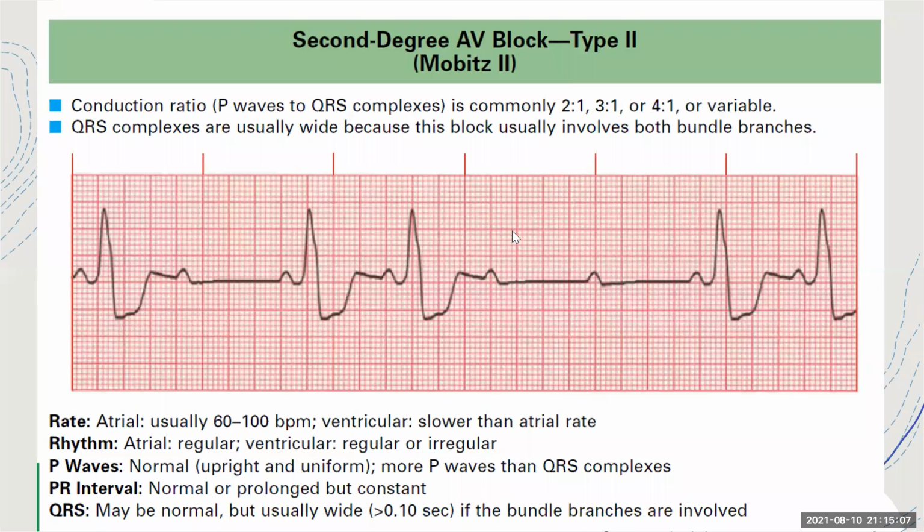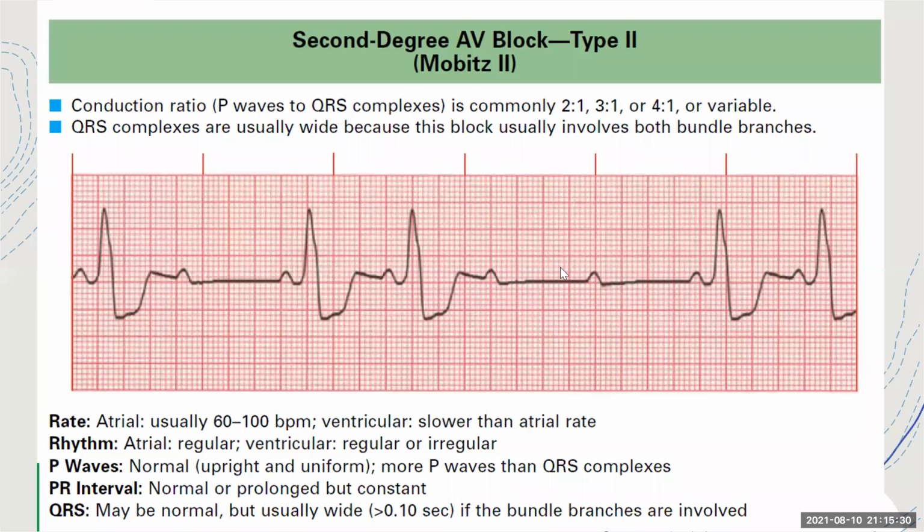Then the PR interval may be normal or prolonged, but not constant. Here, if you could see, there are only two small boxes, which is the normal one. Here you can see 2.5. Here you can see 2.5. So sometimes you can find normal, sometimes even prolonged, but it's not the constant one. And there is a missed beat here as well. You can find it here.